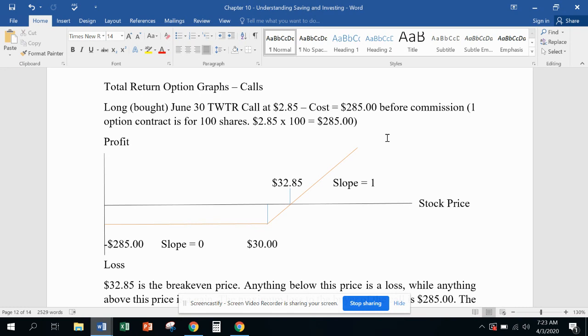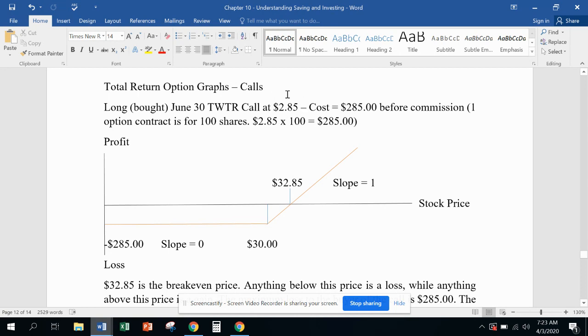Now, when I drew up these examples, this was done back in December. Twitter was trading at $30.20. So even though the call option premiums may not have been this price, I'm just picking a price for this current example. Okay. So what we're saying is we're long or we bought a call option, or we bought the right to buy, okay, a June 30 Twitter call. Okay. At a cost of $2.85.